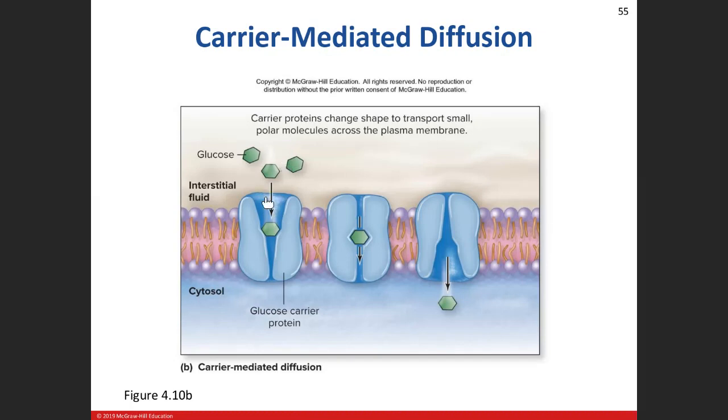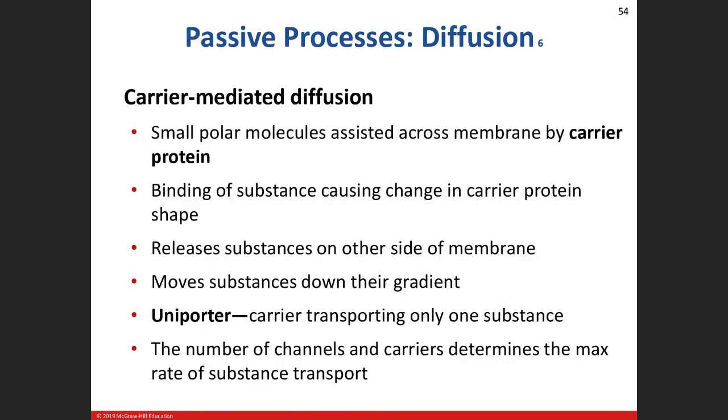But here's your glucose. It binds onto our protein carrier here. And see how it's changing shape? It starts off like a funnel here, and then it closes down, and then the funnel appears on the other side. The drawing here is very simplistic, but basically, that's what happens. That's how we undergo that carrier-mediated diffusion.